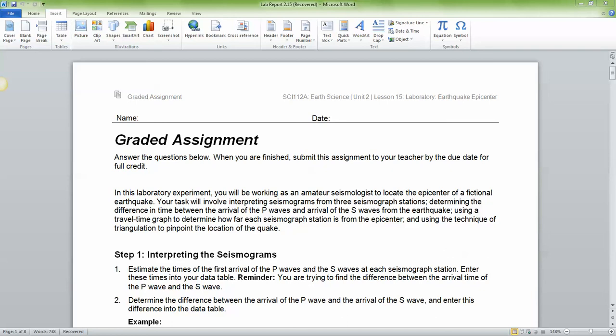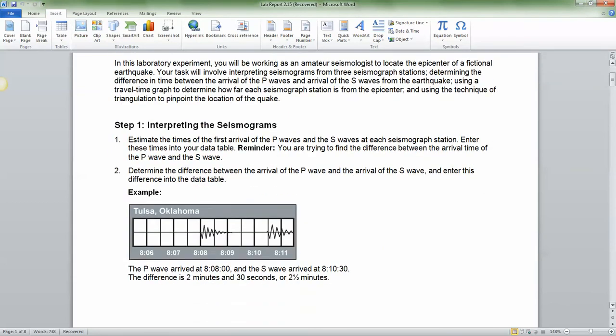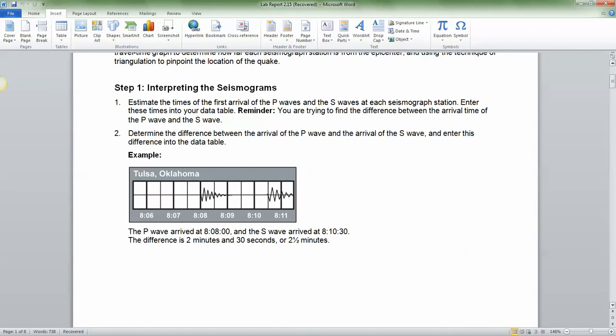Today I'm going to show you how to do Lab 2.15, the Earthquake Epicenter Lab. The Earthquake Epicenter Lab has three parts. The first part is interpreting seismograms. You're going to be given data from three different seismograms, and you have to interpret what time the P wave arrives, what time the S wave arrives, and the difference between these two times.